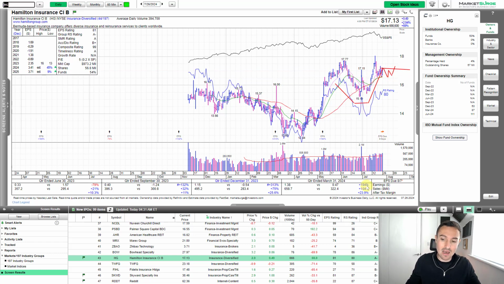What's interesting here, earnings up 194% year over year, sales up 104% year over year, acceleration in the margins, EPS estimates into all-time high territory, forward guidance being raised as well.